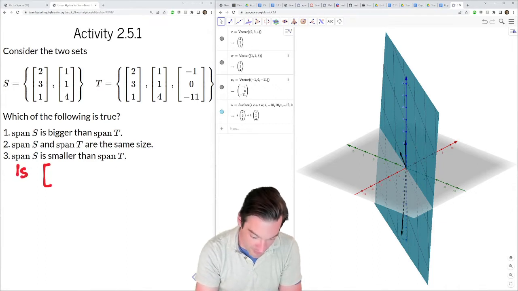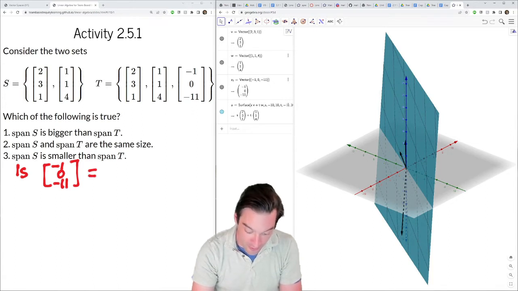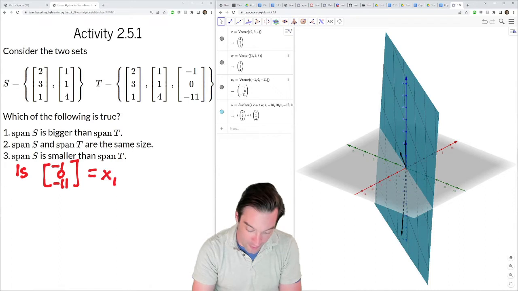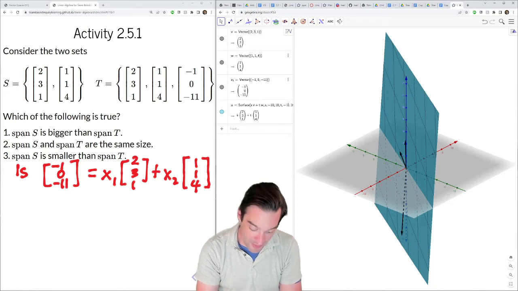We could make an augmented matrix and then your REF. Yes. So to find out whether -1, 0, -11 equals a linear combination of the other two vectors, we can just write out that arbitrary linear combination as some multiple, let's call it x1, times my first vector, 2, 3, 1, added to some other multiple, let's call it x2, of the vector 1, 1, 4. So that's a vector equation. And if that vector equation is consistent, then the answer will be yes.